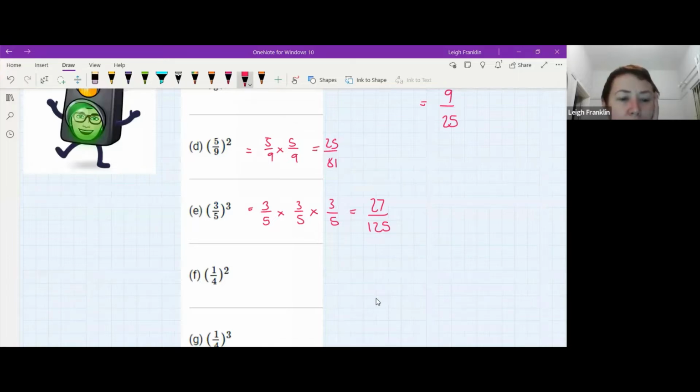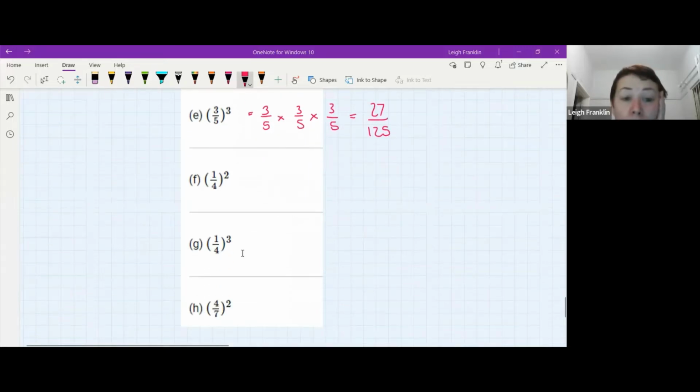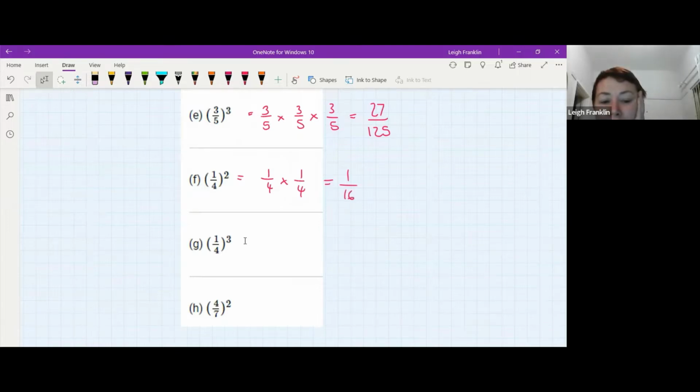Okay, Solam. Well done. Solam, do the next one, please. I did 1/4 times 1/4, which is 1/16. It certainly is. 1/4 times 1/4 is 1/16. Good, Solam. Lovely. Who's next?